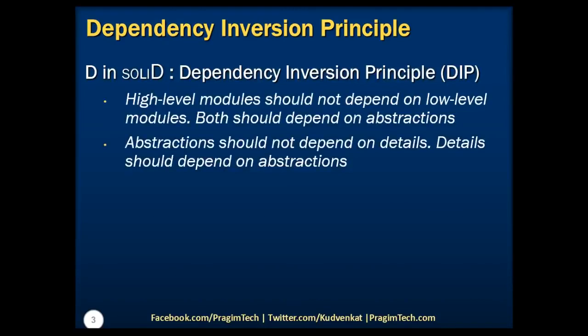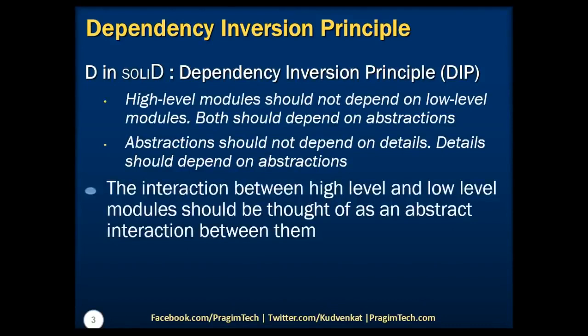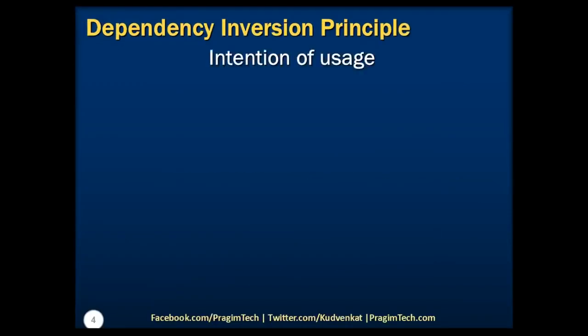To simplify this, we can state that while designing the interaction between a high-level module and a low-level module, the interaction should be thought of as an abstract interaction between them. Let's now understand what the dependency inversion principle means and what kind of problem it solves in the application development lifecycle. Before understanding the intention of usage, let's try to understand a traditional application architecture implementation.